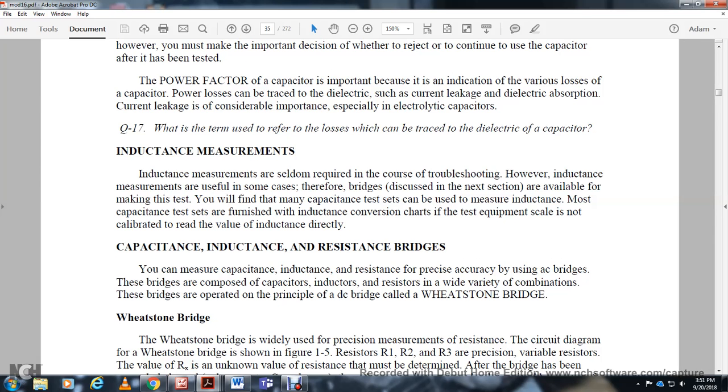Capacitance and inductance resistance bridges. You measure capacitance and inductance using specialized AC bridges, for capacitors and inductors, with a wide variation of bridge combinations, operating on the principle of the DC bridge, the Wheatstone bridge.